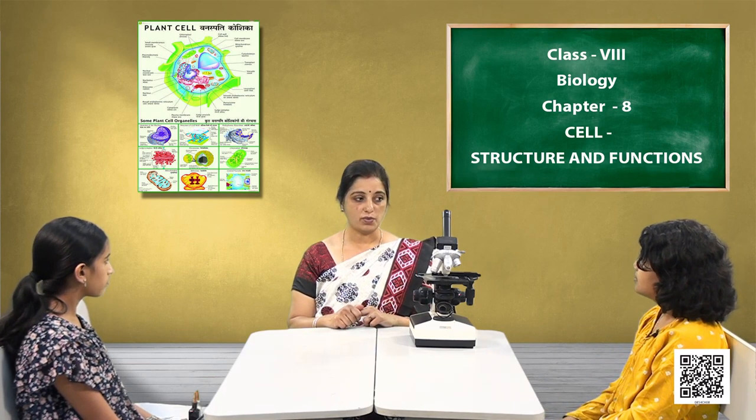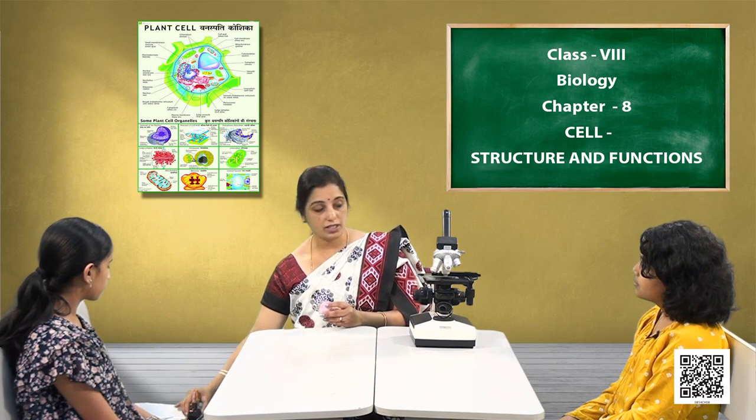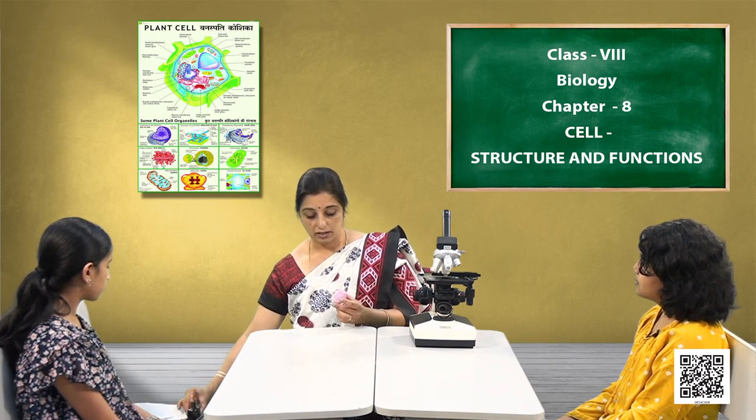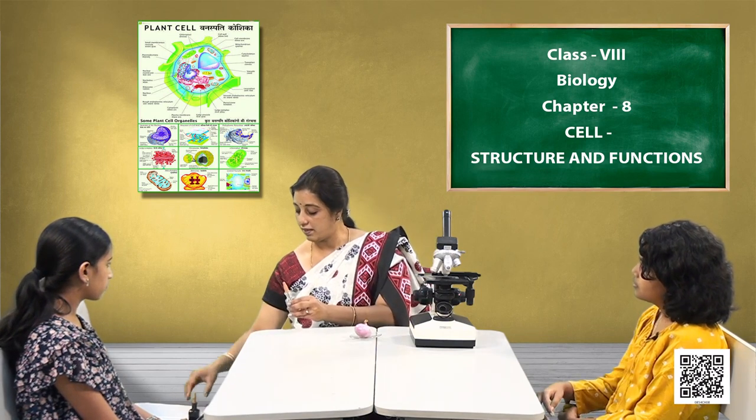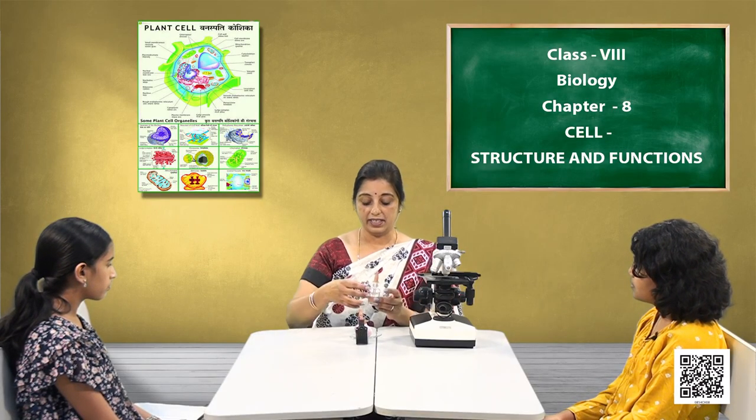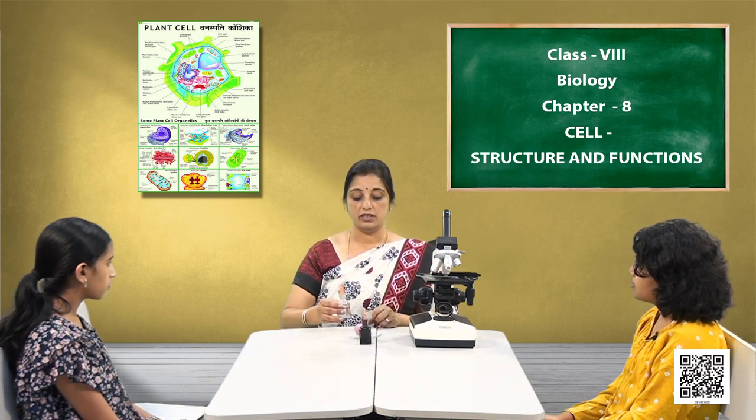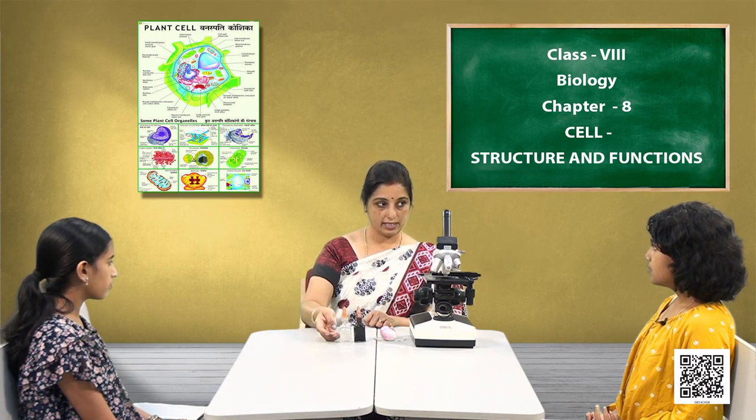For that we need to mount an onion peel. And here are some materials which I need to mount the onion peel. So what is this? Ma'am, it is an onion. Okay, good. And we have materials like this. Can you guess what it is? Ma'am, it is a color. Yes, this is actually safranin stain, which is required for the staining purpose. Ma'am, is it water? No, this is glycerin. We'll be using it after we stain the cell.